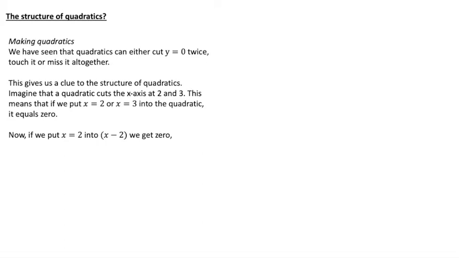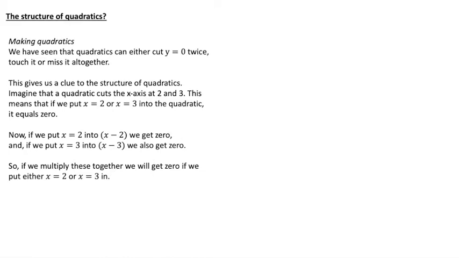So we also know that if we put x equals 2 into the bracket x minus 2, we obviously get 0. And if we put x equals 3 into the bracket x minus 3, we also get 0. And what that means is if we multiply those two brackets together, we're going to get 0 if we put either x equals 2 or x equals 3 in. So what does that give us?